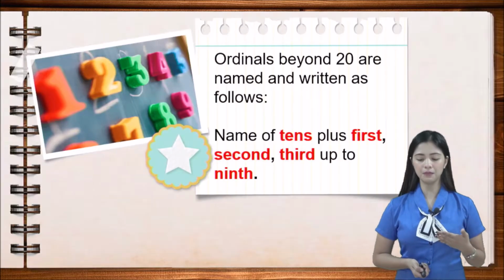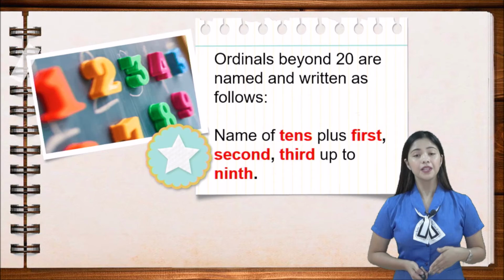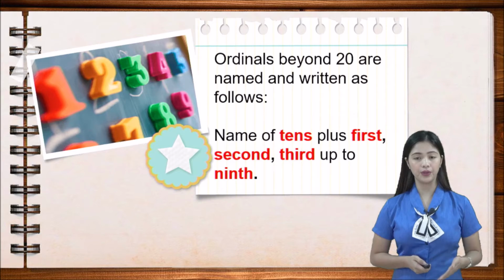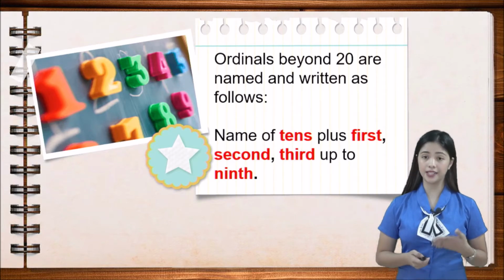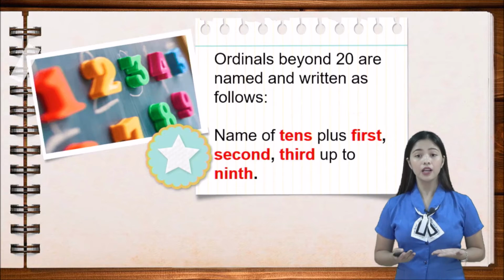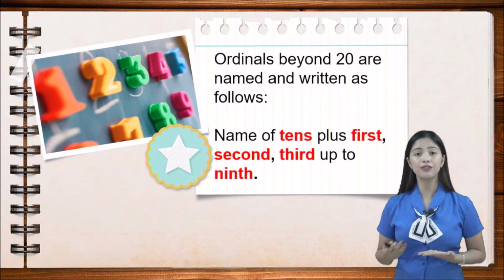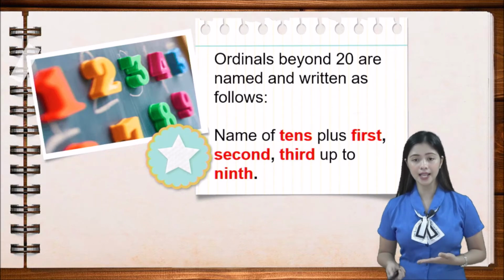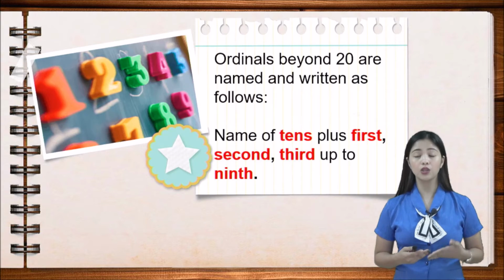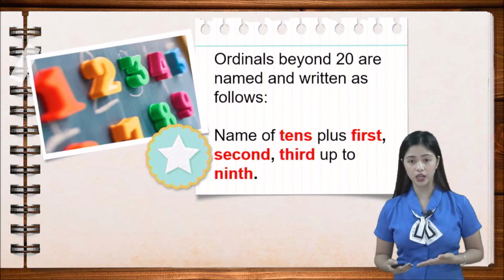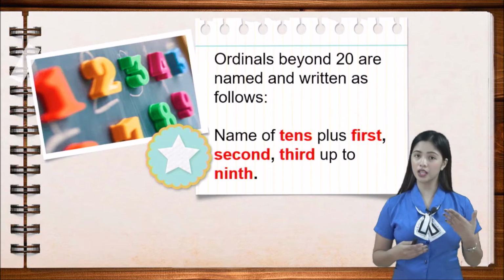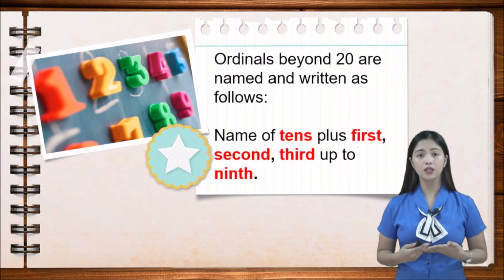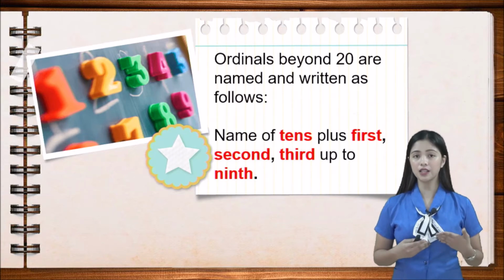How about those numbers beyond 20? So for the numbers beyond 20, they are named and written as follows. For example, the name of tens, for example, 20 and then 1, it will be read as 21st. And for 20 and 2, it will read as 22nd. For 20 and third, we have 23rd. Up to 9th, okay? 23rd, 24th, 25th, 26th, 27th, 28th, 29th, and 30th, okay?